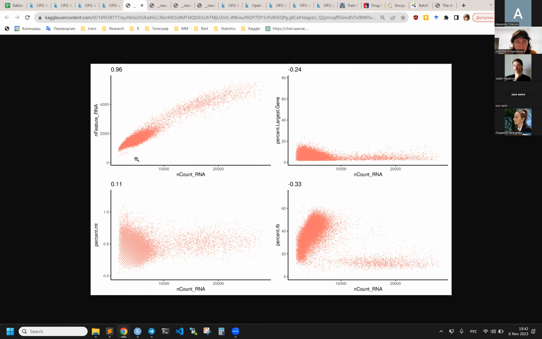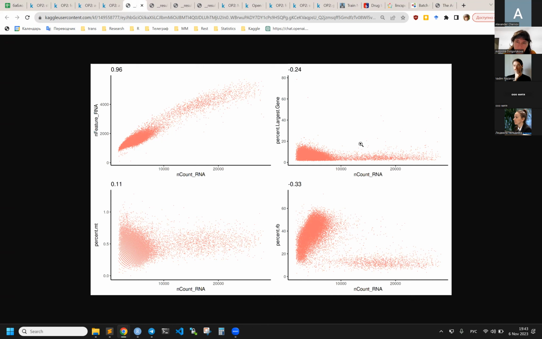And here we see that there is the main data with a low number of features and lower than the median, I guess, number of counts, this cluster, and a very different part of data with a very huge number of features, like in our violin plots, and very high number of counts. The same cluster we can see in all of these graphs.